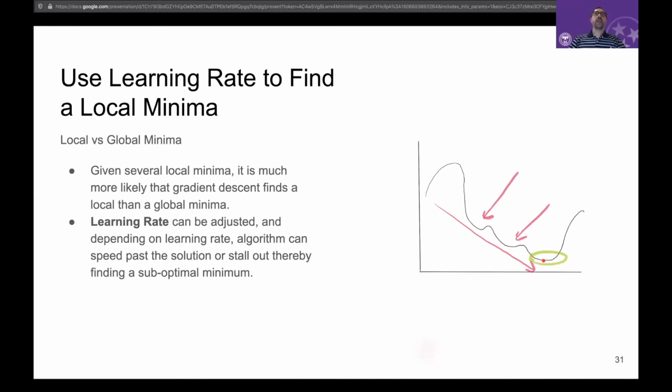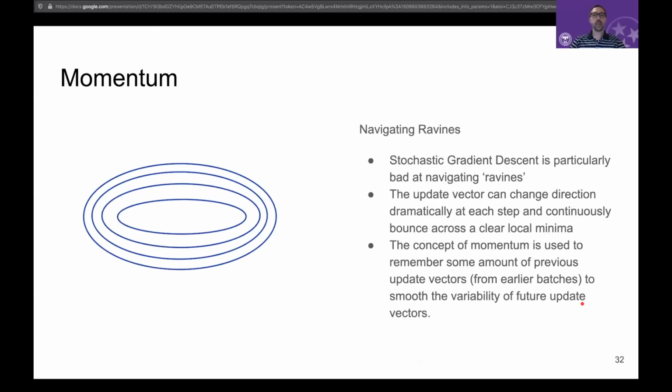On the other hand, if your learning rate is too high, you might plow past this, and there might be other local minima up here, but that would be a worse solution. We don't want that to happen. And then, stochastic gradient descent is particularly bad at navigating ravines.